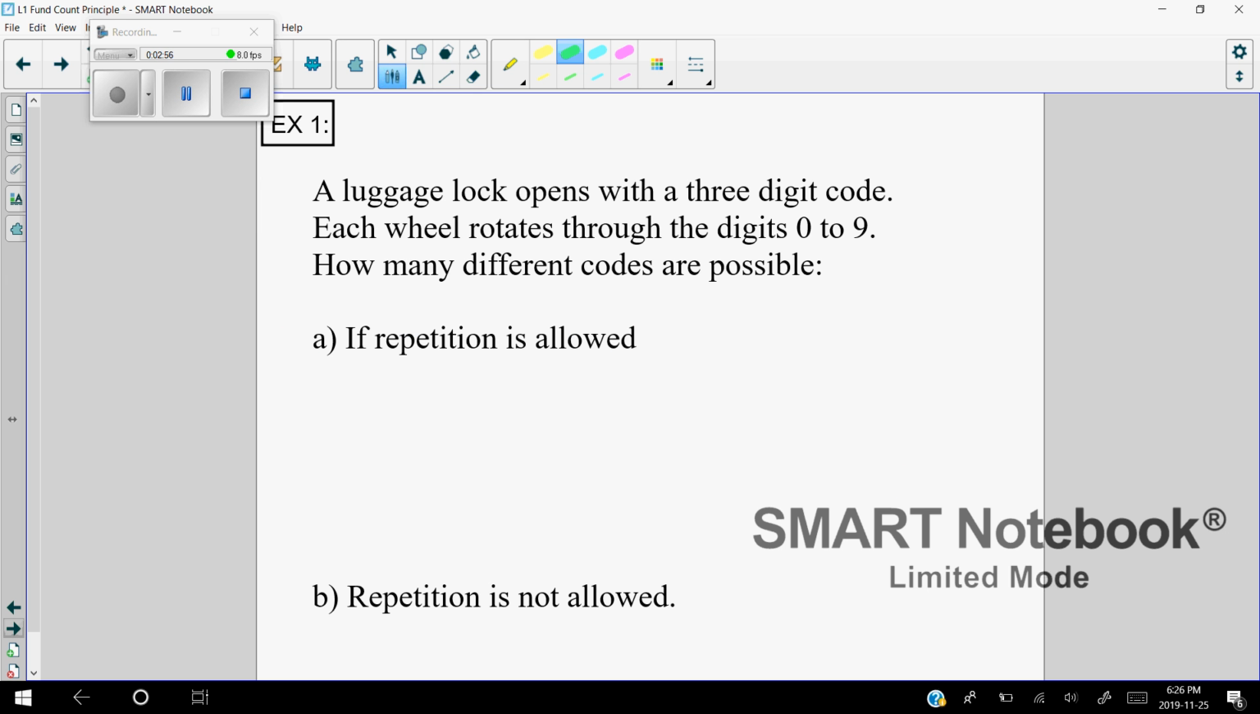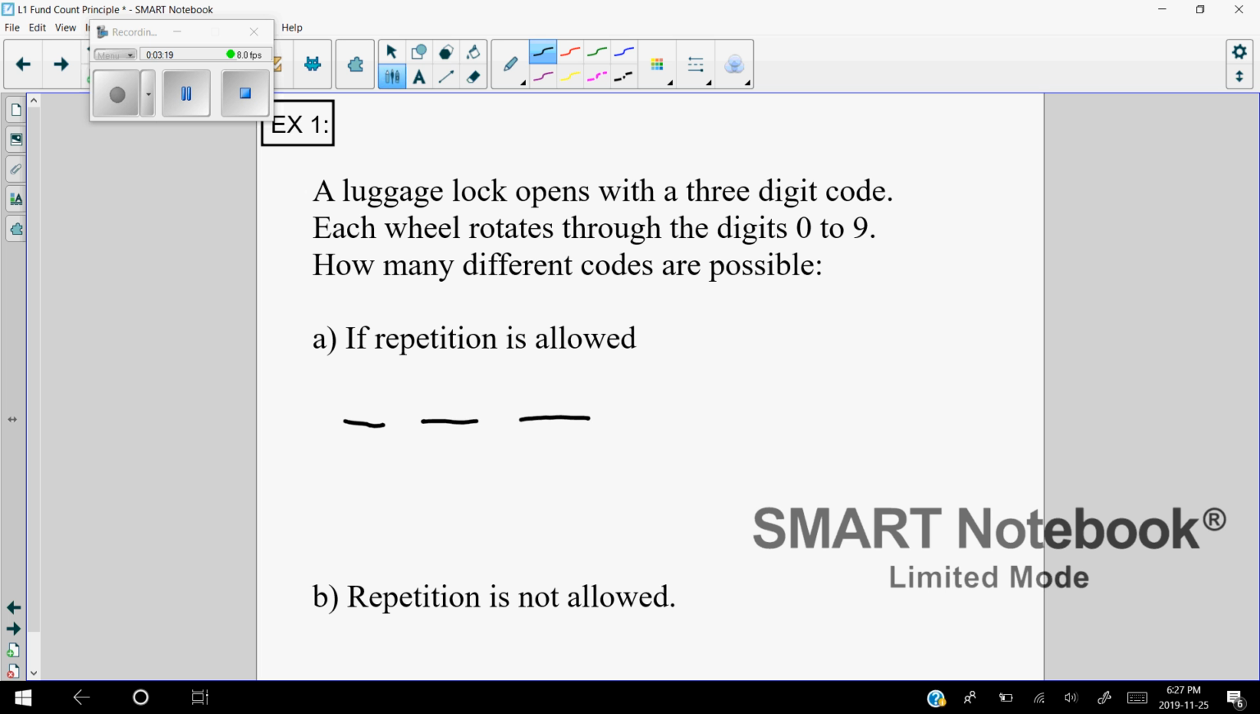All right, let's go on to example 1. A luggage lock opens with a 3-digit code. Each wheel rotates through the digits 0 to 9. How many different codes are possible? So we have a lock of some sort that has 3 digits.